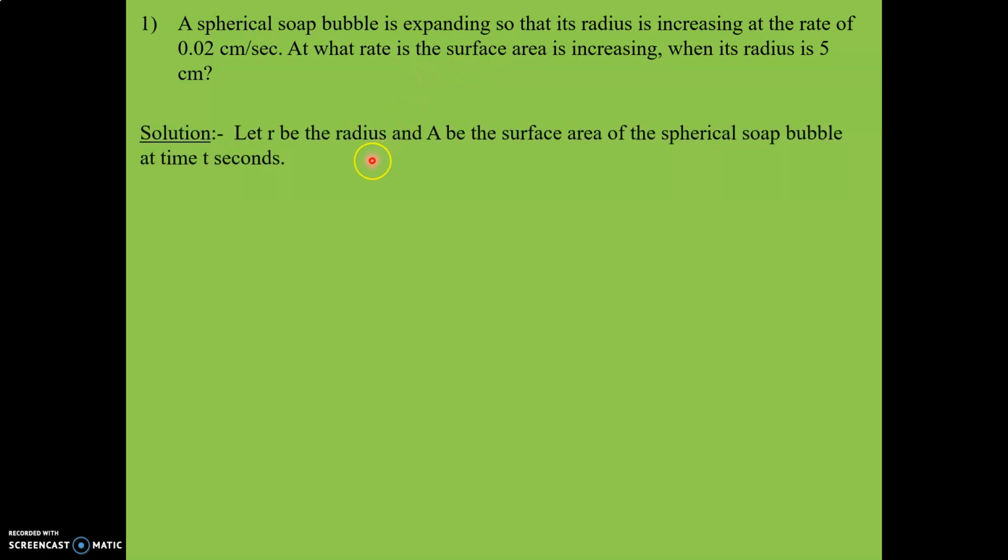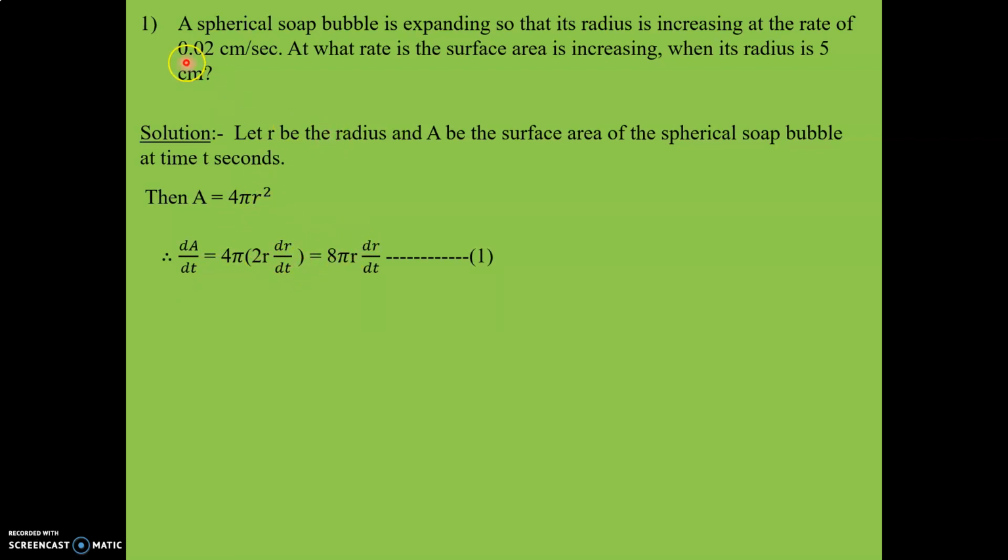So let r be the radius and A be the surface area of this spherical soap bubble at time t seconds. Then we have to consider A is equal to 4 pi r square. 4 pi r square is the surface area of a sphere. Now you have to find at what rate the surface area is increasing. That means dA upon dt you have to find out. So you have to take derivative of this function with respect to t. So dA upon dt is equal to 4 pi into 2r into dr upon dt.